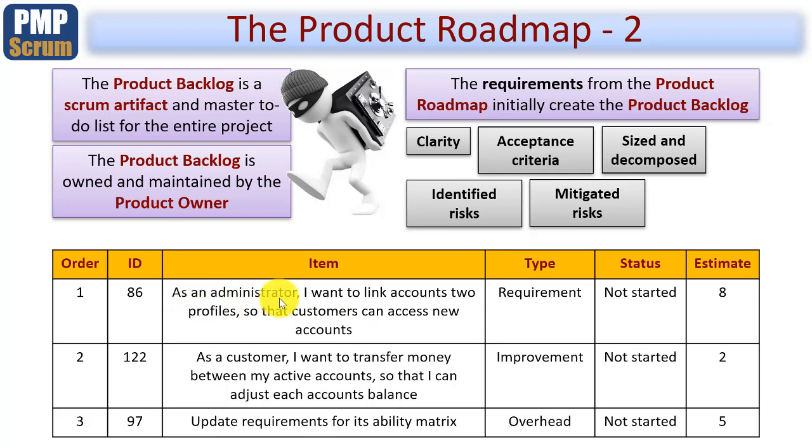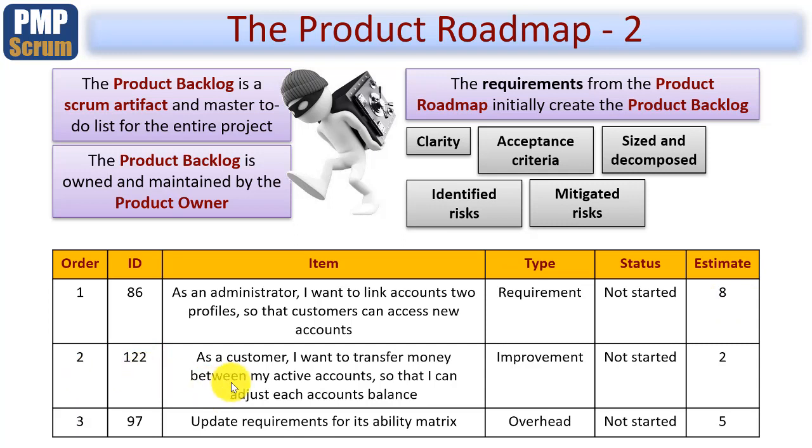As an administrator, this is obviously a user of some feature or features that you're going to turn into one or more products. I want to link accounts with 2 profiles so that the customers can access new accounts. What type of requirement is this? Well, it's a requirement. Its status is it's not started yet, and we have an estimate of 8 somethings. I'll talk about what that is. It could be work hours, but it's more likely to be something called story points, which we'll get into at a later point.